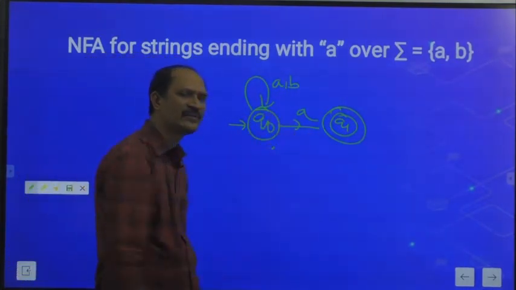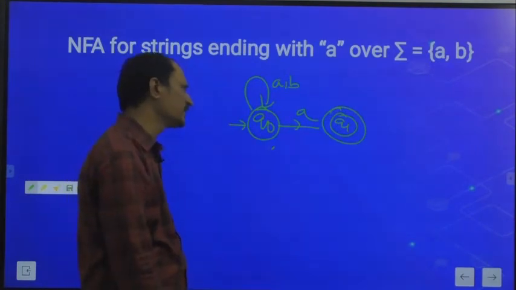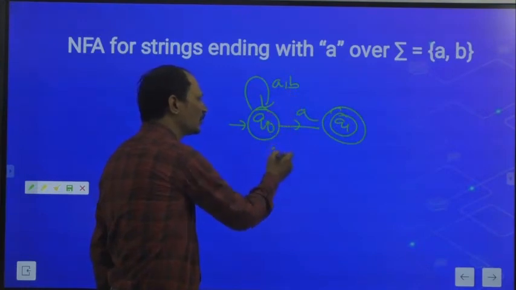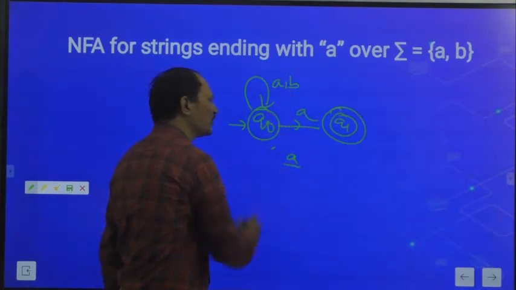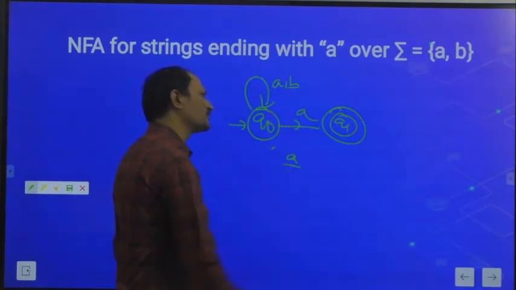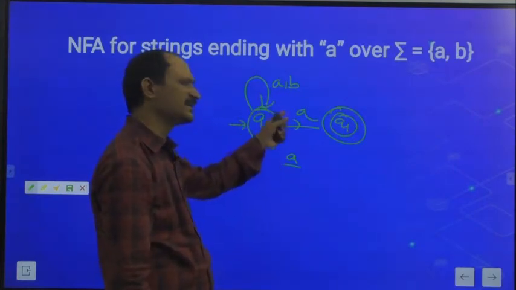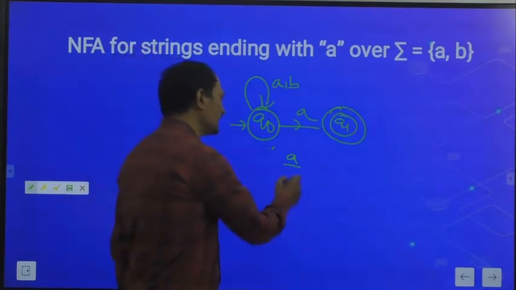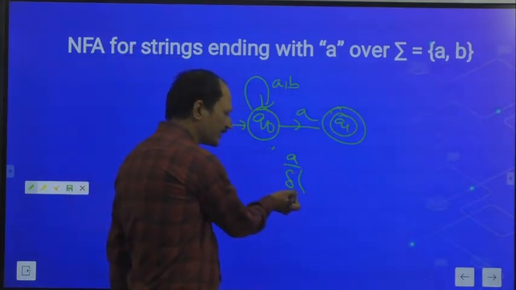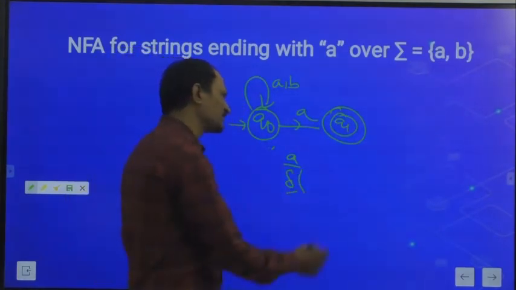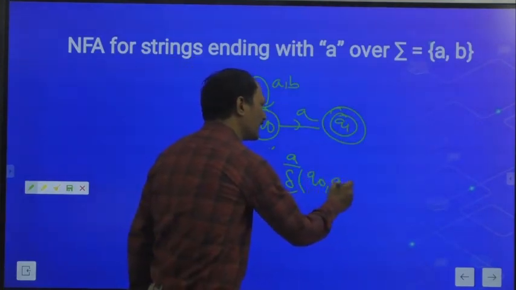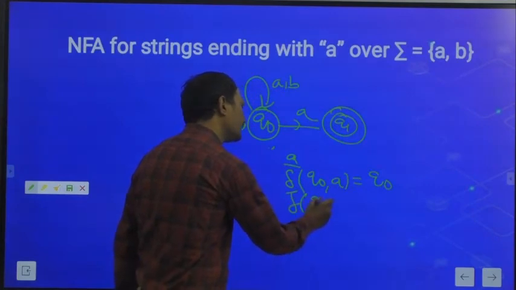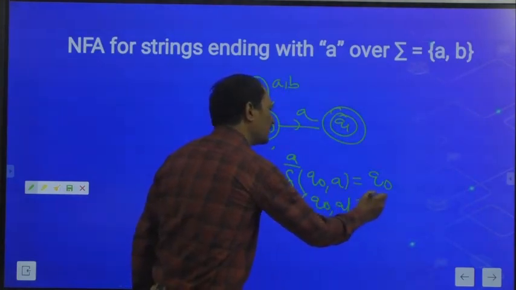You may have a question in your mind: sir, if I apply the symbol A on Q0, I will have two options. Either I may remain in the same state Q0 or I may go to some other state Q1. We always represent this with delta, the transition function. Delta of Q0 on A, we may go to Q0, or with the application of the same symbol, Q0 on A, I may go to Q1.